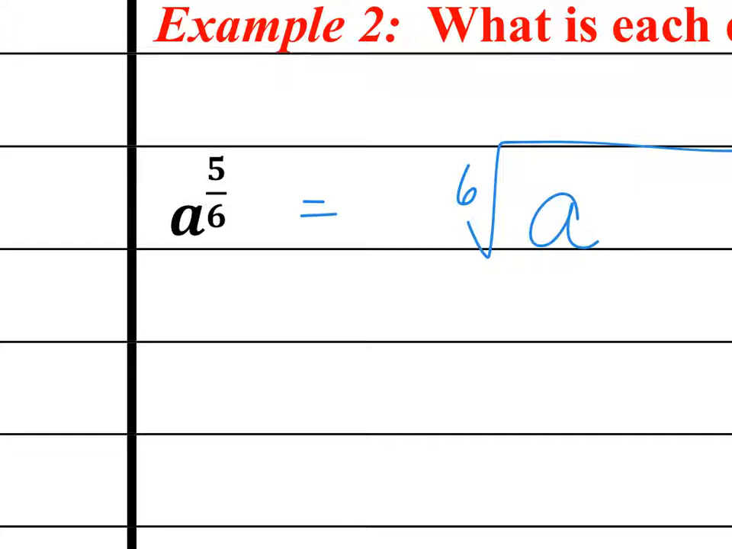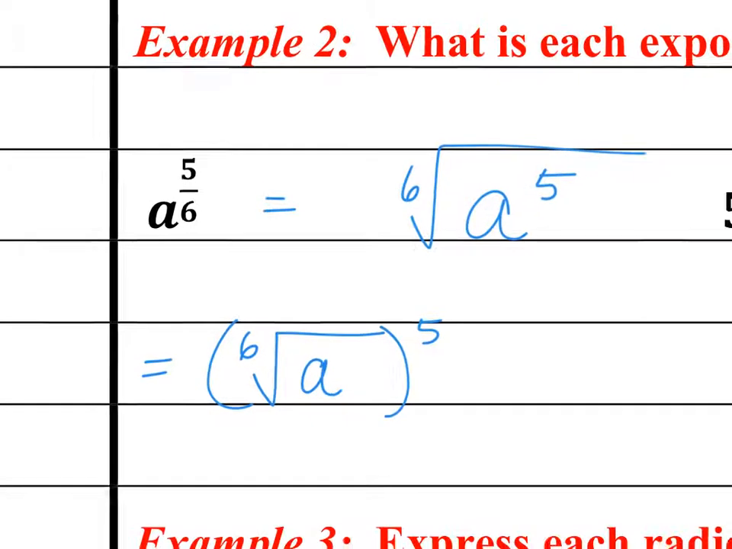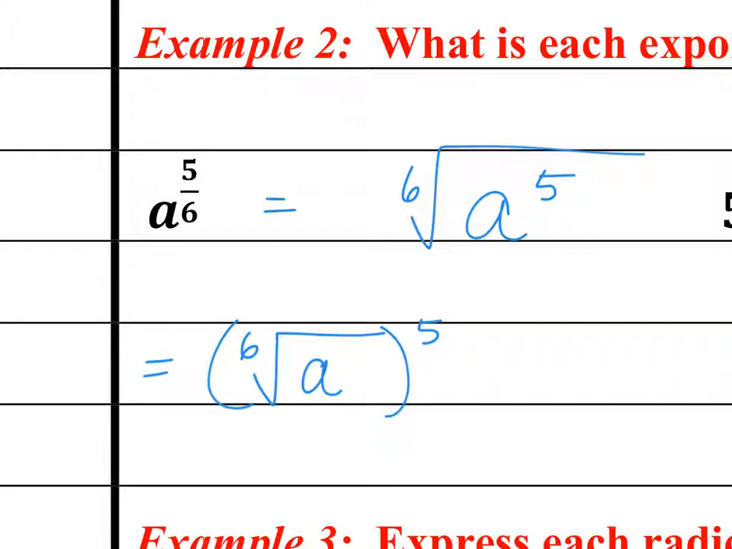So you can either put it inside, like this, a to the 5th to the 6th root, or you can do the 6th root of a raised to the 5th. These are the exact same thing, because you'd be doing 5 of those. Multiply it out.